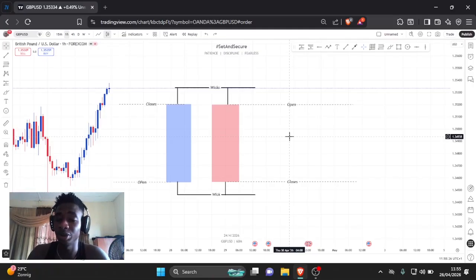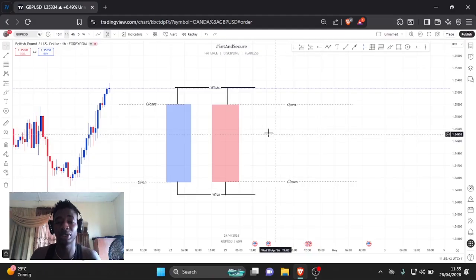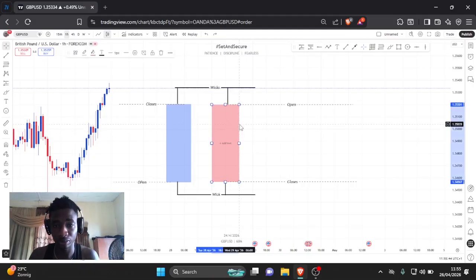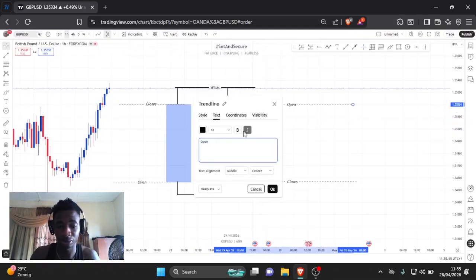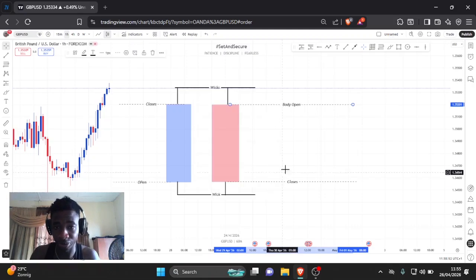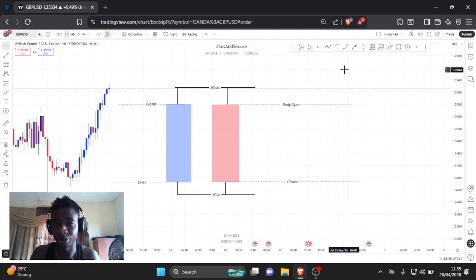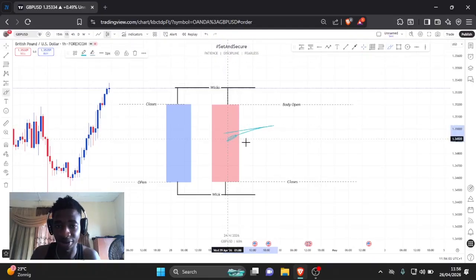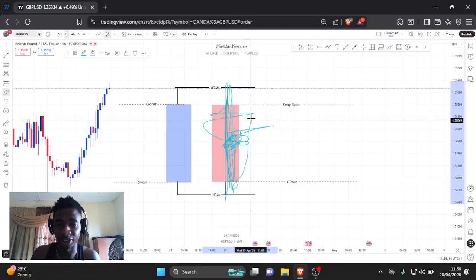There's what we call the body open, body close, and wick. So on the bearish candle, this is what we call body open. Now why do we call it body open? It's because you see this bearish candle right here, the market moves up and down, up and down, up and down, then it closes in body.